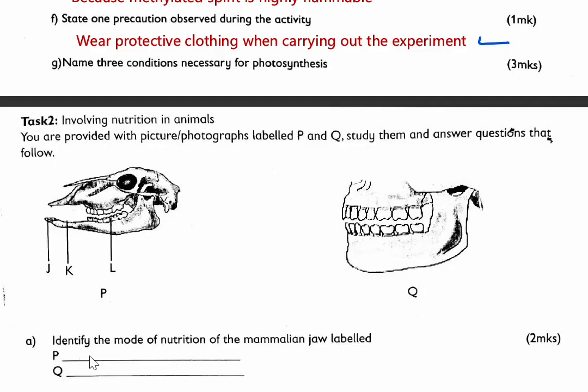A is asking, identify the mode of nutrition of the mammalian jaw labeled P. You can see P. Here we have the incisor, a toothless gap. Even you can see the upper jaw, we have no teeth. And therefore, the mode of nutrition for this mammal, we're going to say is herbivorous. So it is herbivorous.